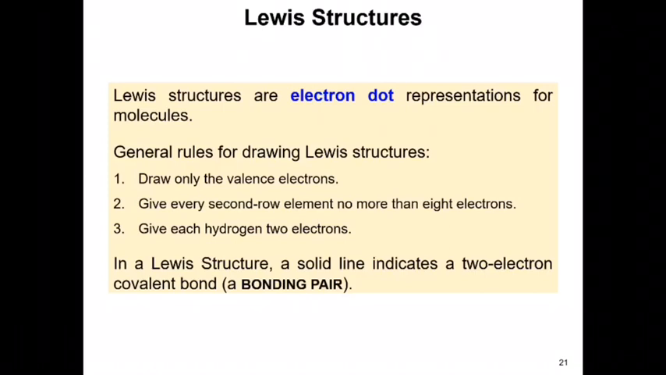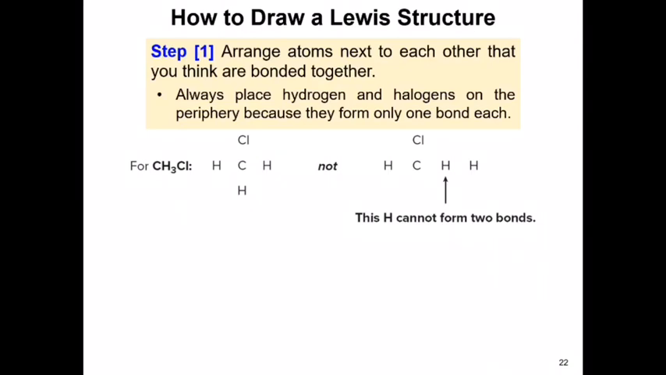When drawing the Lewis dot structures, be mindful of these three main things: the number of valence electrons, the octet rule, or rule of 8 electrons around a central atom, and the fact that hydrogens only form one bond. There are a lot of different ways or methods of drawing Lewis structures, and here's one of them.